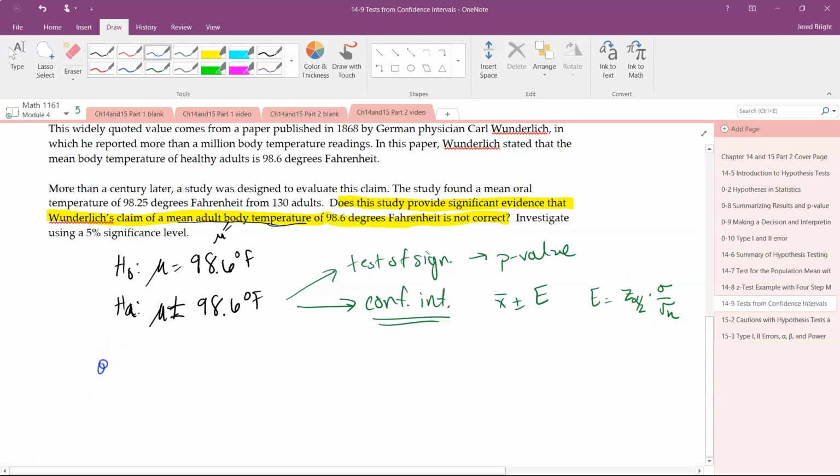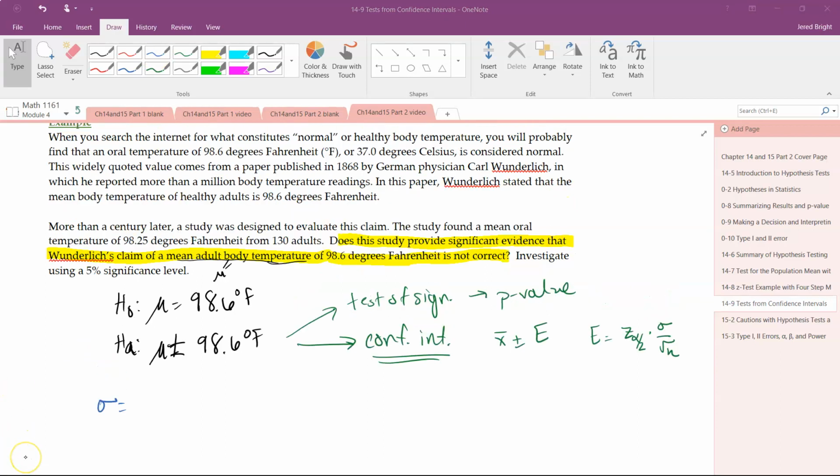Our sigma here is going to be the standard deviation for the population. Sigma is the very first thing that we need, and oops, it isn't given. I forgot to copy it in here. It's actually stated in the problem that I got this from as 0.6 degrees Fahrenheit. And then we have to know n. N here ends up being 130. And then x bar is 98.25. And then from all this, it says alpha is 5%.